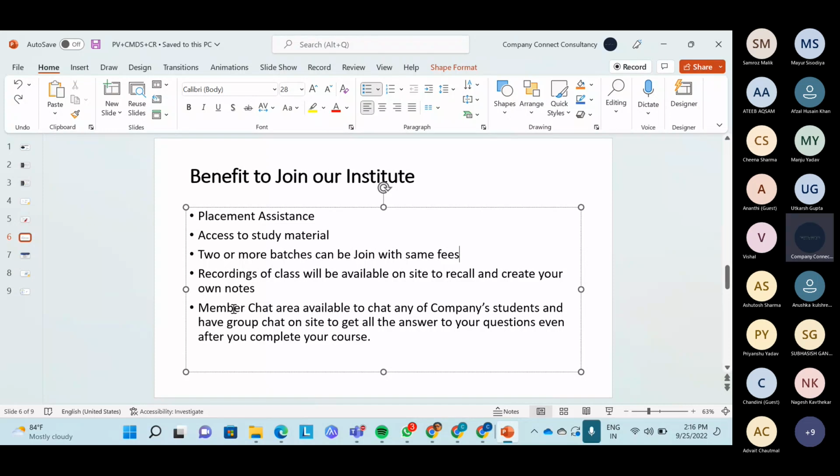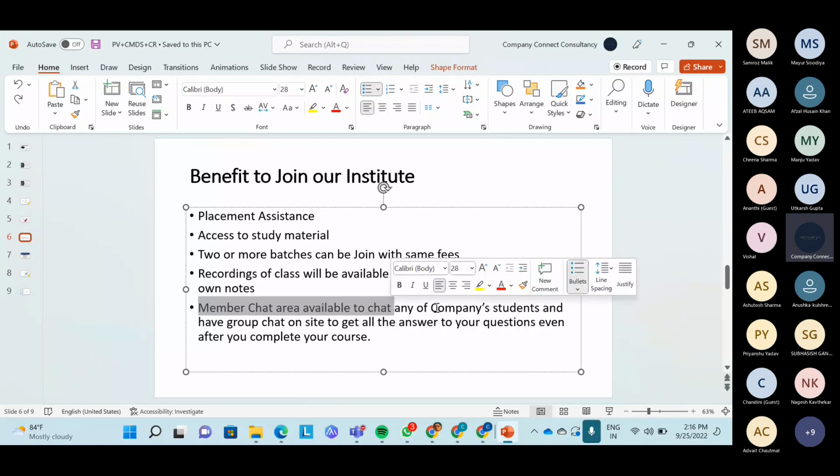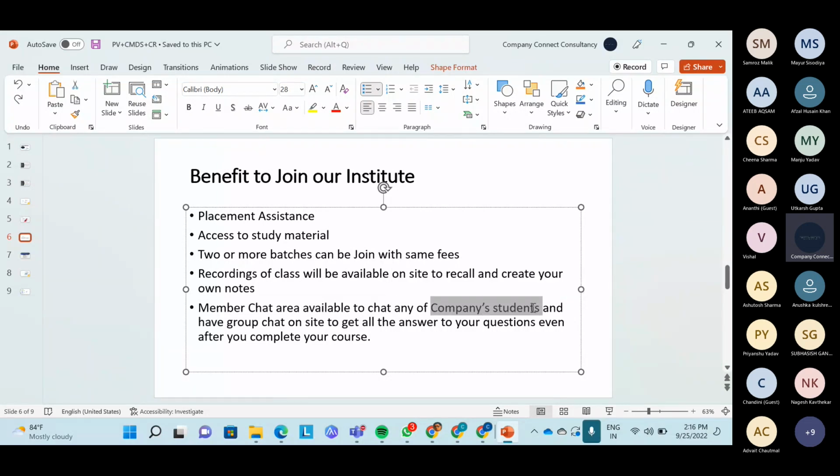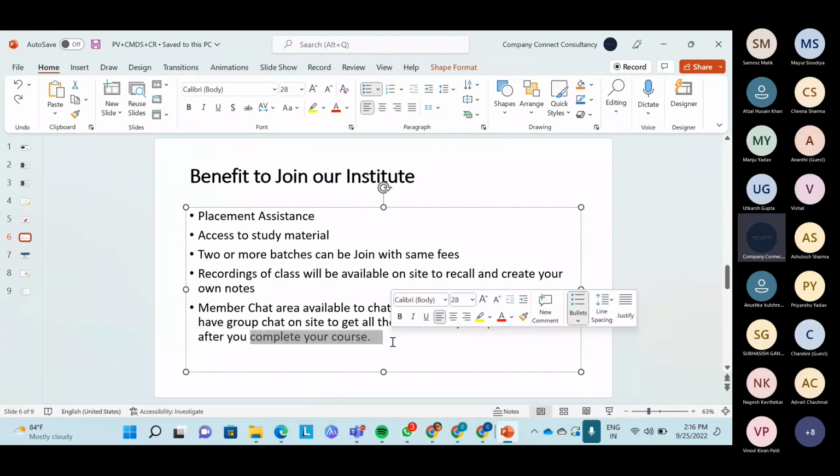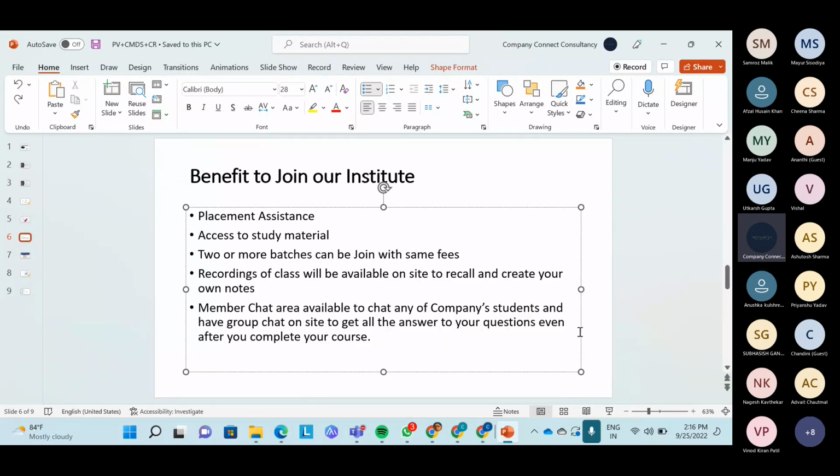You will also get access to the member chat area, where you can discuss with previous students as well as current students. You can raise your questions even after completing the course. It is like lifetime support. Whenever you have questions, you can ask them in the chat box through the member chat area.